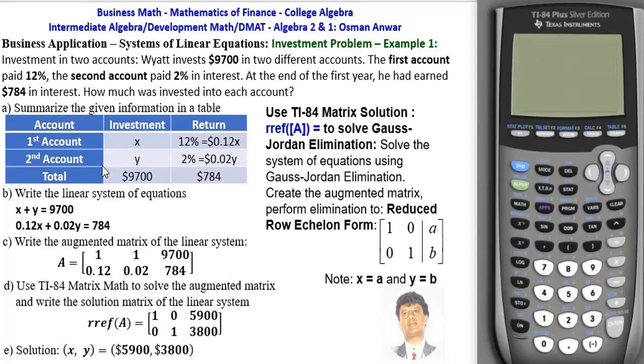So what that means is, in the first account, which is x, was invested 5,900. In the second account, which is y, is invested 3,800. So this is reduced Gauss-Jordan elimination. It gives you this reduced row echelon form, which is x equals A, y equals B is the solution, and that's what you see here.